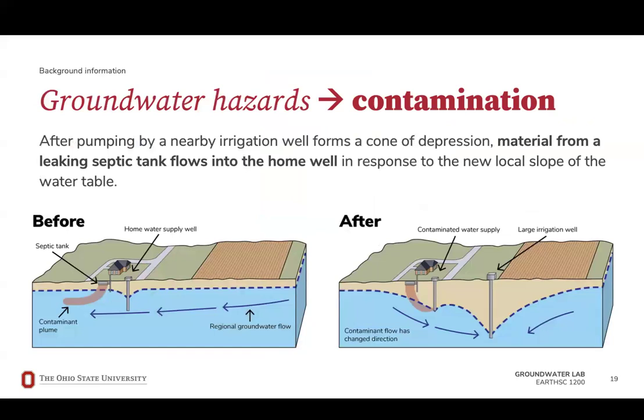After pumping by a nearby irrigation well forms a cone of depression, material from a leaking septic tank begins to flow into the home well in response to a new local slope of the water table. This is one of the ways in which groundwater can become contaminated by human activity.